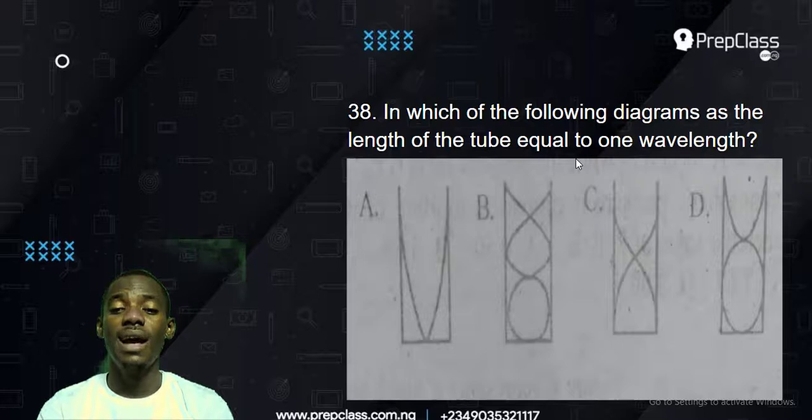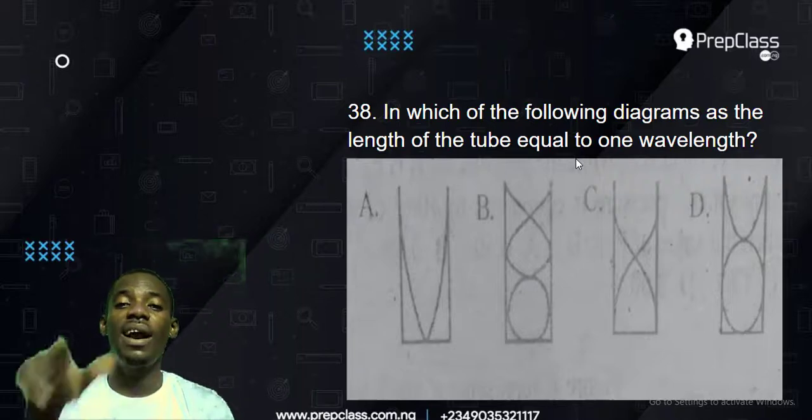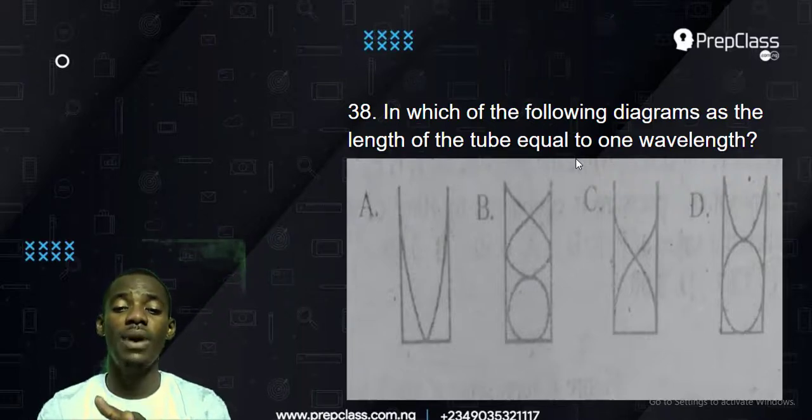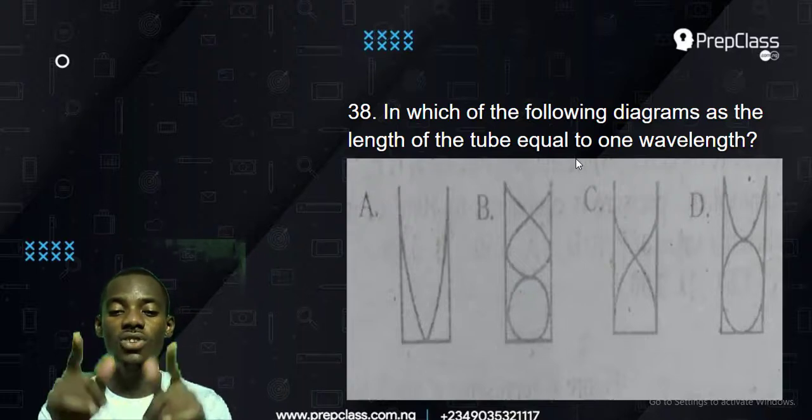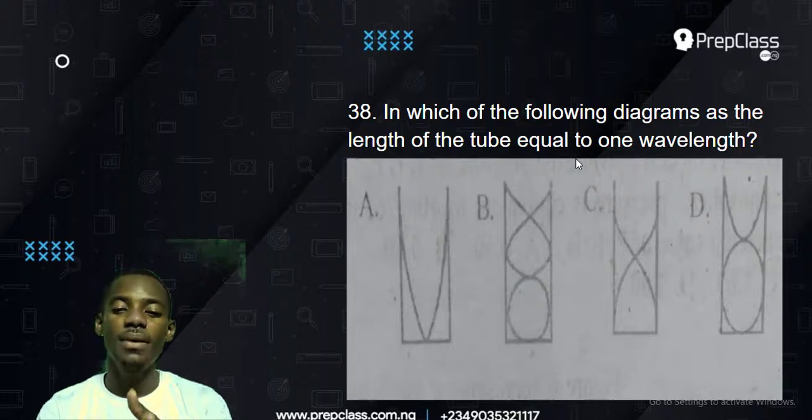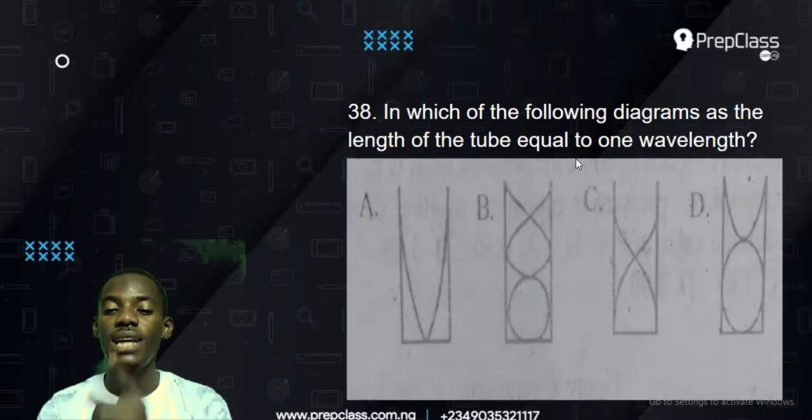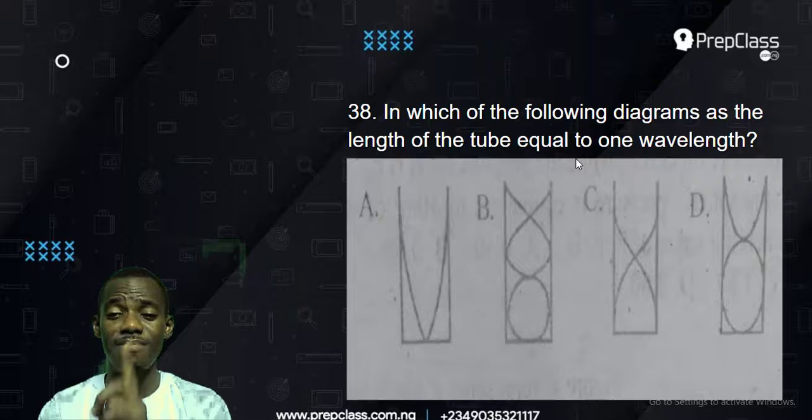Let's take number 38 now. Which of the following diagrams has the length of the tube equal to 1 wavelength? Now look at this. 1 wavelength is a complete circle. So looking at A, it's not going round. It hasn't gone round. It's just halfway. So A looks to me like half, and that's true. B is 1 circle, 2 circles, then half. That's 2 and a half. Then C is half and half. That's 1. So C is my answer.